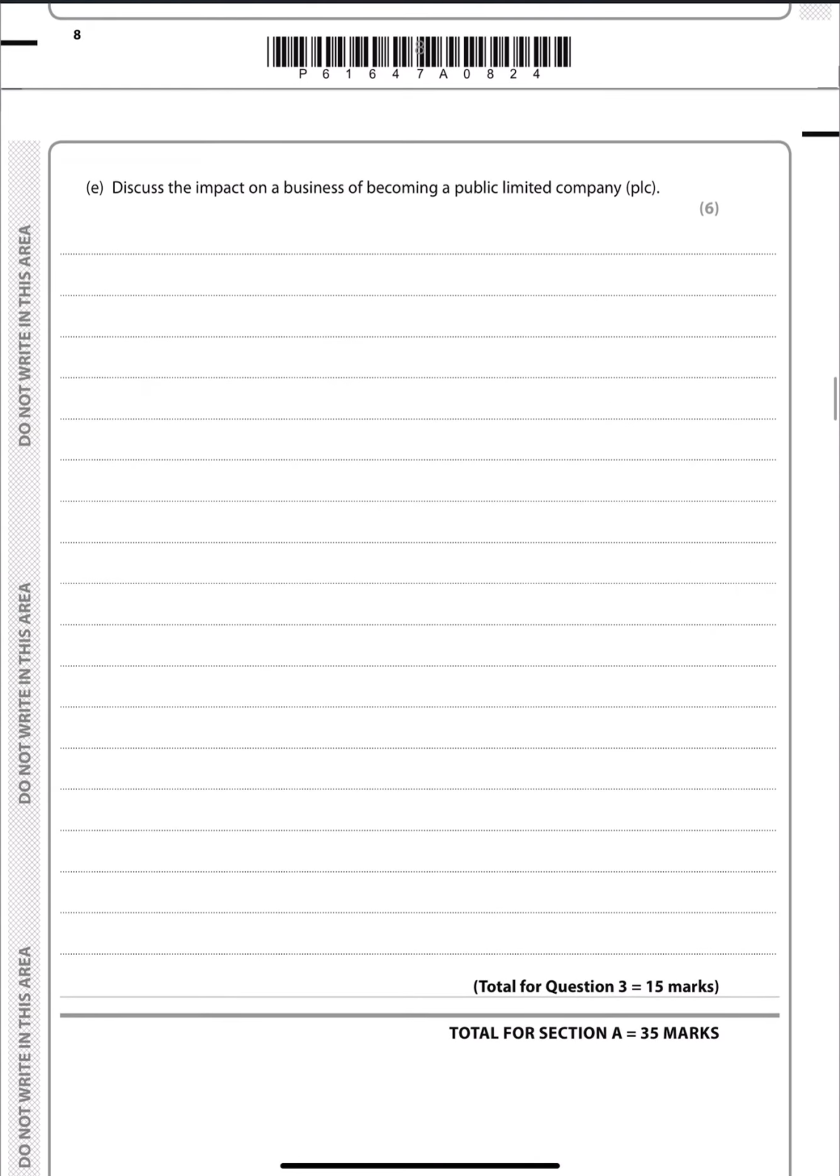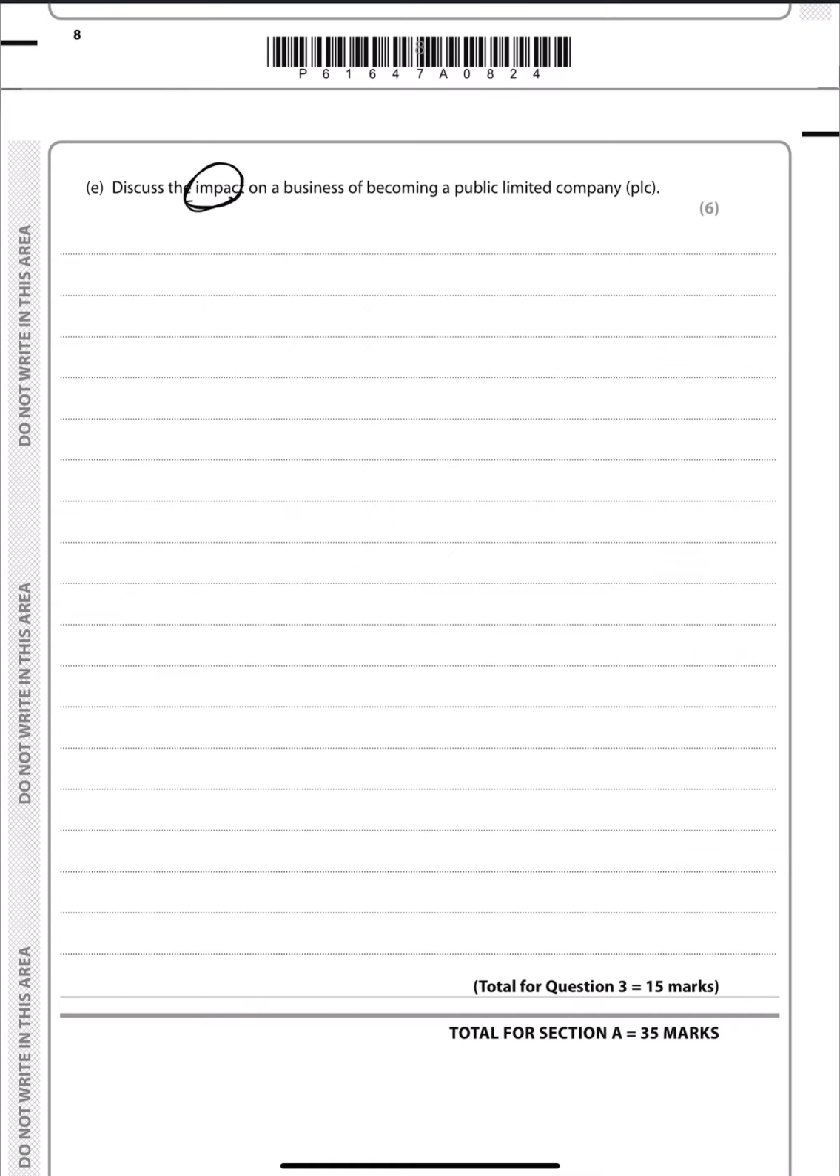All right. Now for the last part, part E, discuss the impact on a business of becoming a PLC, so a public limited company. Being a public limited company has its advantages and disadvantages. So for this, since it's just a 6-marker question, we can write how becoming a PLC will be both an advantage and a disadvantage. Since it's not mentioned, write benefits or costs. It's just impact, we can write either.